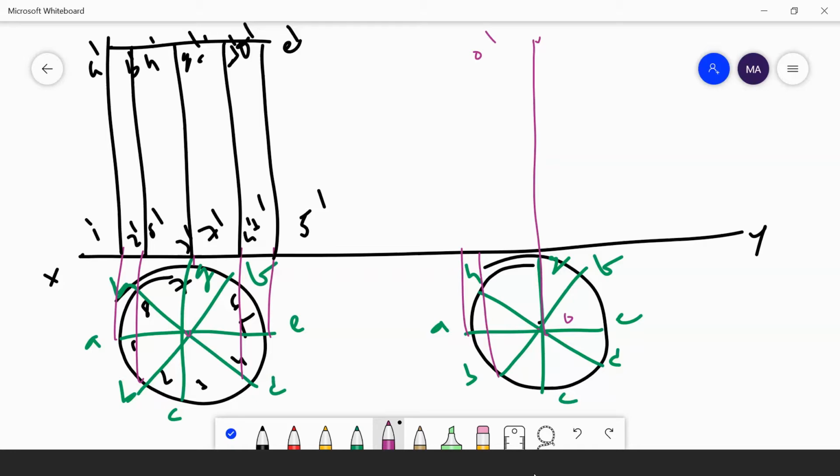Understand? Whatever we consider, it is the reference line, because the horizontal plane will be like this. When you see here, the horizontal plane and vertical plane will be like this. This is the horizontal plane, this is the vertical plane. Understand?